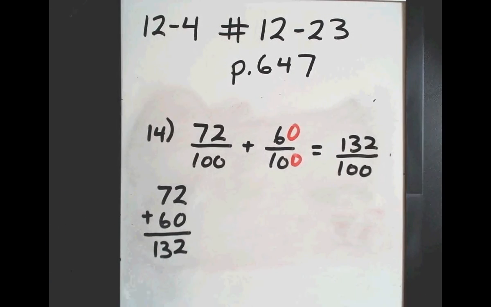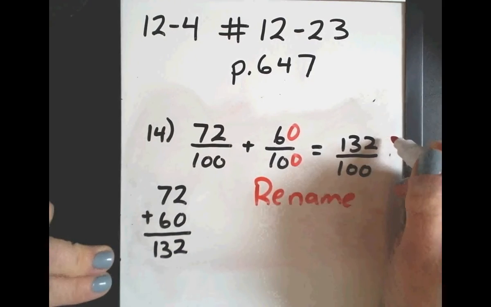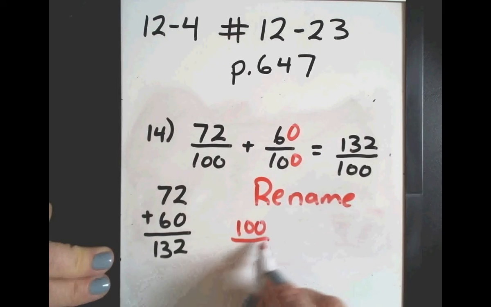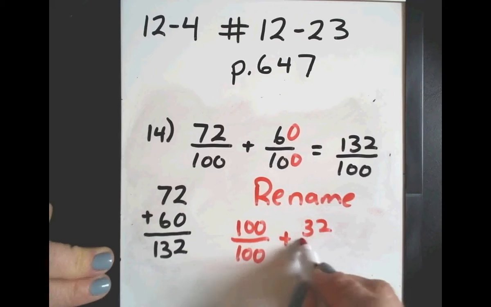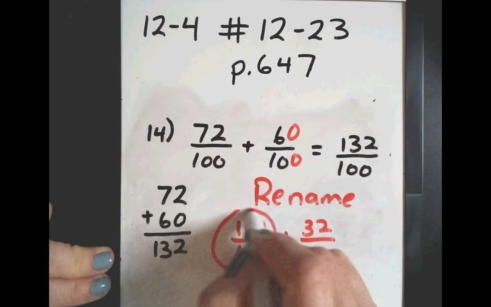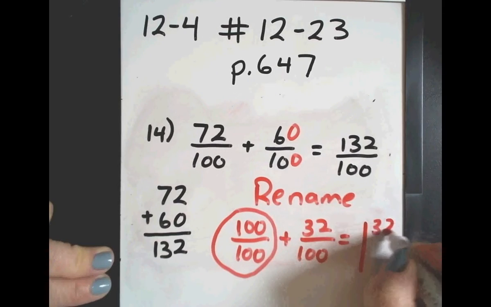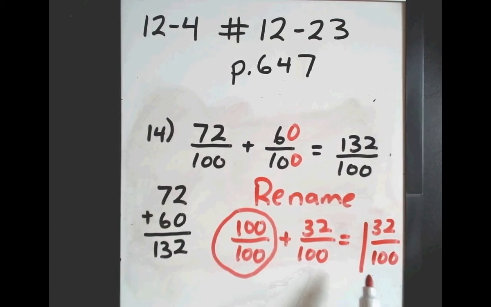So again, I need to rename because my numerator is more than my denominator. So I'll break that apart into 100 hundredths plus 32 hundredths, and I'll circle that because that equals one whole, and then I'll just put the fraction part right next to it. So number 14 is 1 and 32 hundredths.